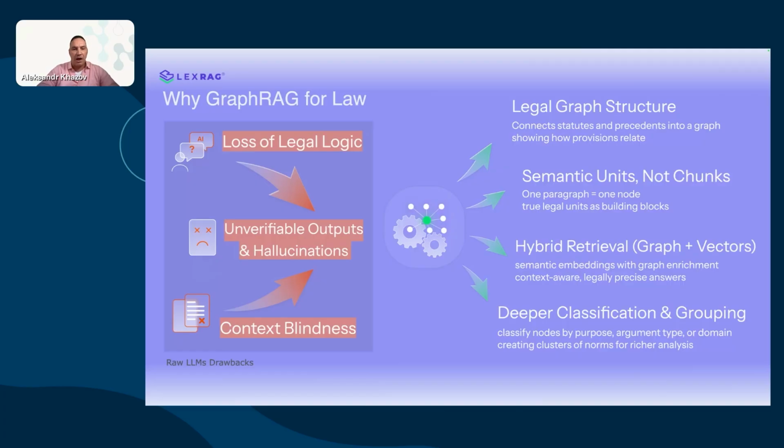Classic RAG helps to retrieve passages and relationships, and connect statutes and precedents into graphs, showing how provisions relate. Paragraphs regularly represent single nodes, which eliminates the problem of chunking, and hybrid retrieval allows us to get not only vector results but also graph traversal and classification nodes, as we will see later.